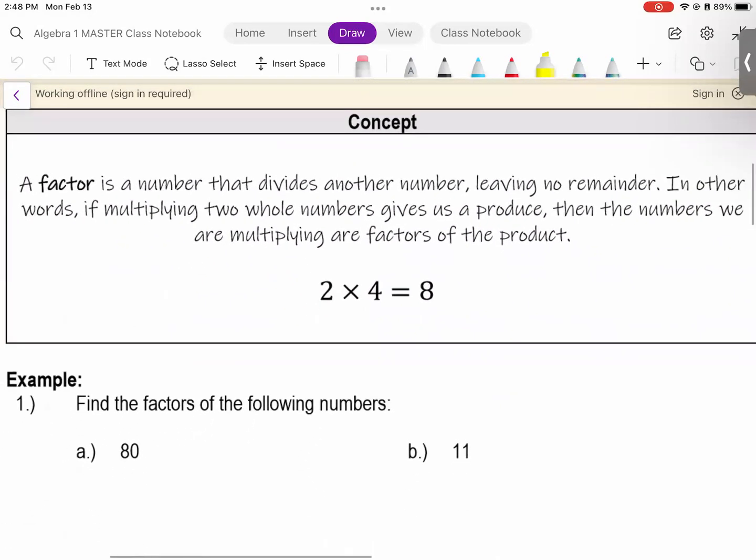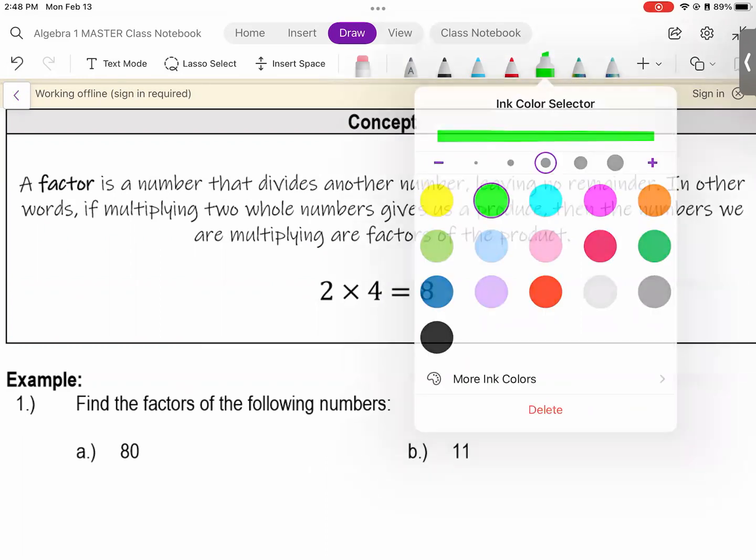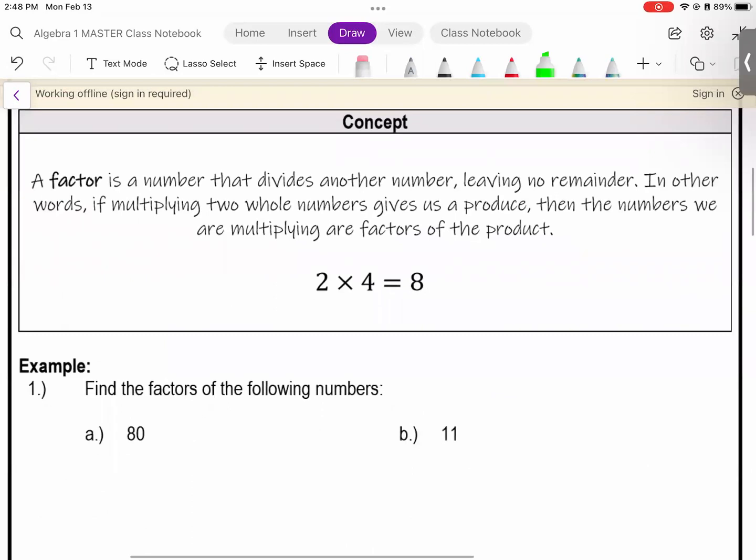All right, so the first thing that we're going to be doing is going over the concept. What is a factor? A factor is just a number that divides another number, leaving no remainder. Okay, so when we divide them, when we put them in the calculator, it doesn't give us a decimal. So that's what we want.